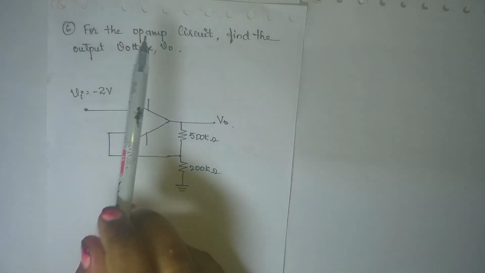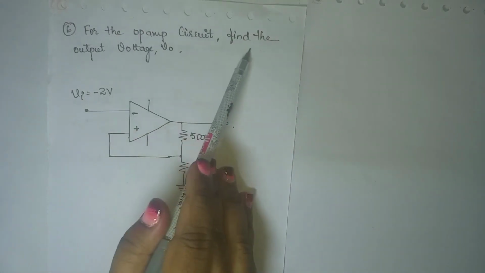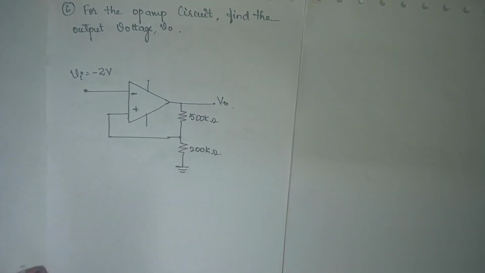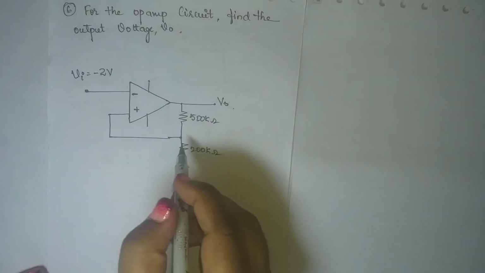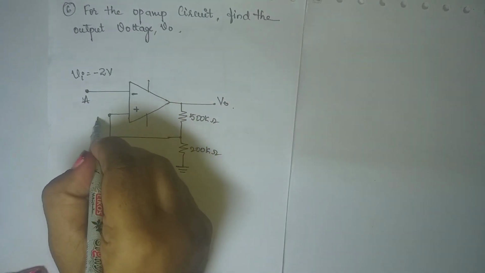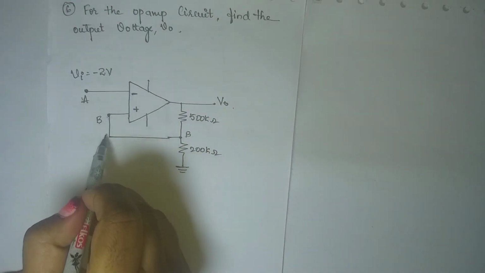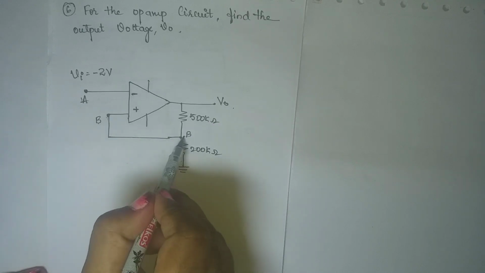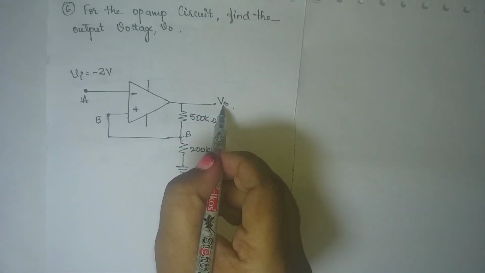The next problem is, for the amplifier circuit, find the output voltage V0. This is very similar to the very first problem we solved today. Let me take this point as A and this point as B. You don't have any component in between these two nodes, so B and B are the same. Now I need to find V0.